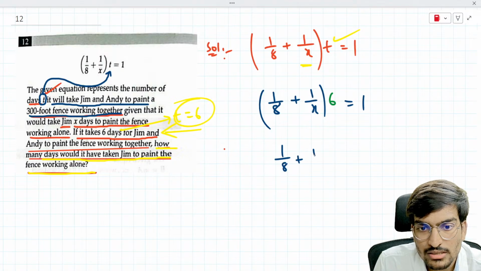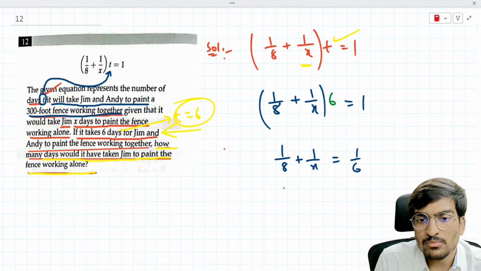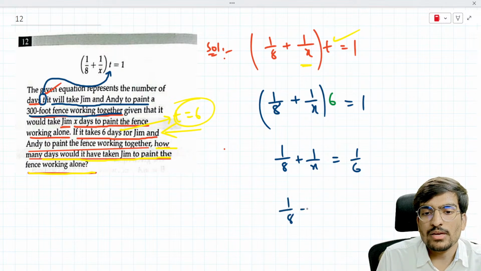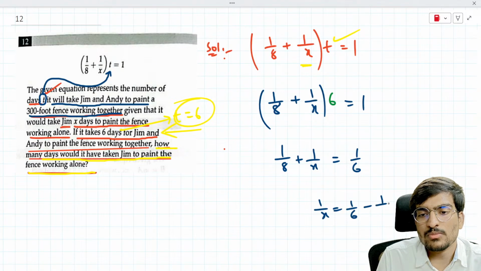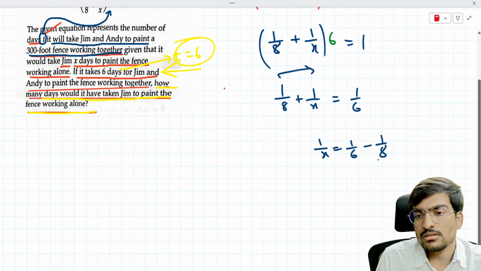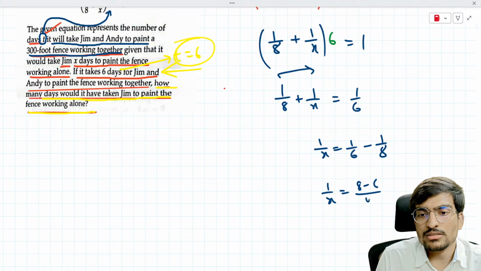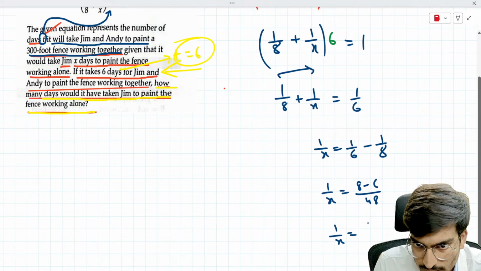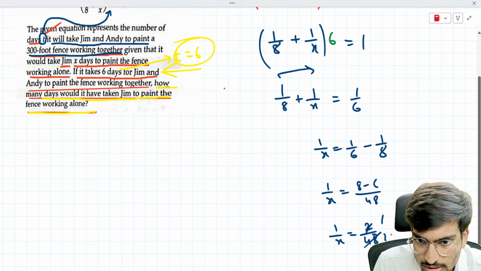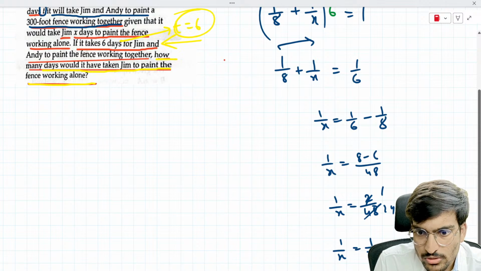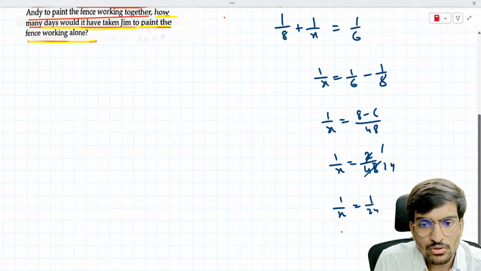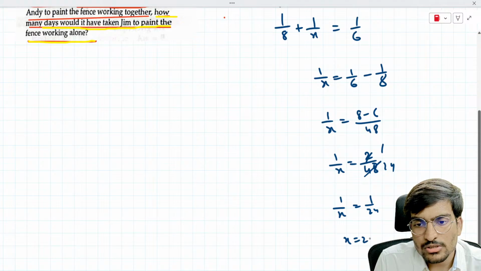So 1 by 8 plus 1 by x equals 1 by 6. So we need the x value. 1 by 8 minus 1 by 6, or better not this way. Again, negative things come into the picture. So 1 by x equals 1 by 6 minus 1 by 8. I just transpose this. So I will get 1 by x equals 8 minus 6 by 48. So what do we get? 1 by x equals 2 by 48, 1 by 24. So 1 by x equals 1 by 24. So that's going to be x equals 24.